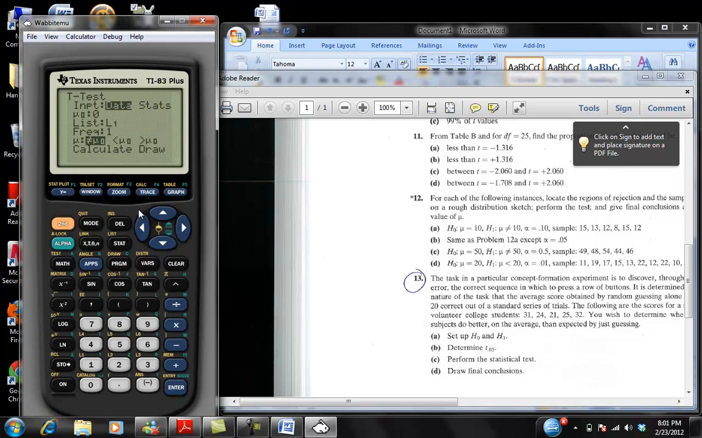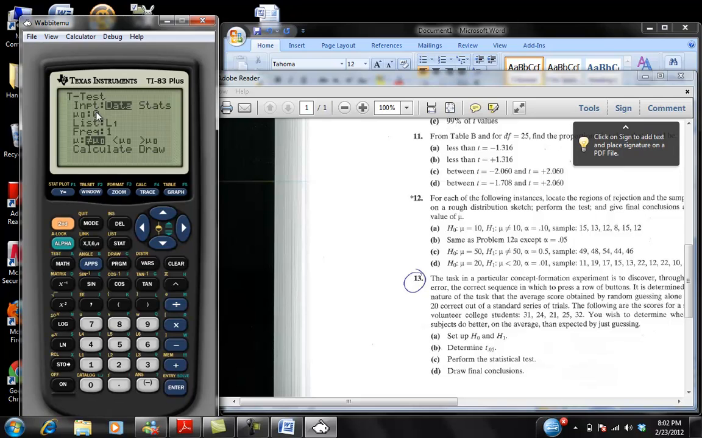All right. Now my calculator wants to know, do you have data or do you have stats? Now if I had highlighted stats, my calculator would want to know a sample mean and a standard deviation. And I could have calculated those, but I didn't. Instead, I took my calculator and I entered some data. So I'm going to leave it on data.